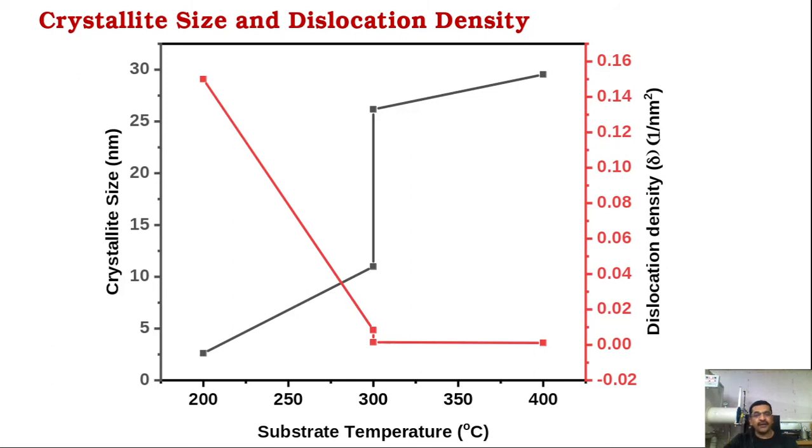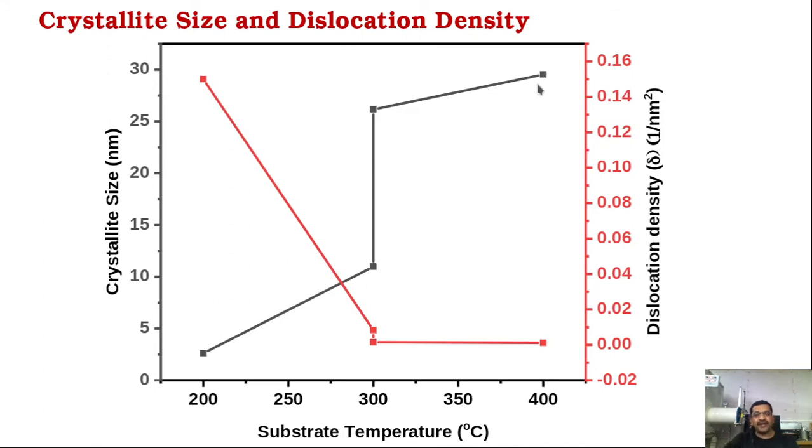There is a formula, one can easily tell that delta, the dislocation density, is equal to 1 upon D square, where D is the crystallite size. Here if you look at the graph, it is very clear that upon increasing the substrate temperature, there is an increment in crystallite size. Why does this happen?